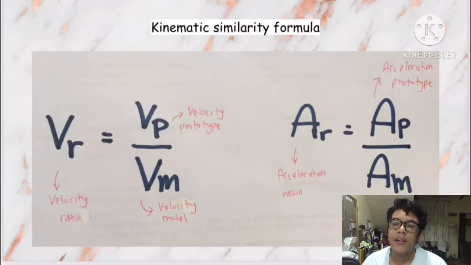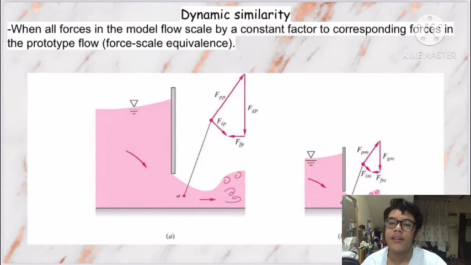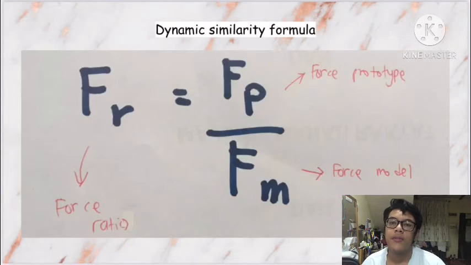The last part in this type is dynamic similarity. Dynamic similarity is when all the forces in the model scale by a constant factor to the corresponding forces in the prototype flow for scale equivalence. And the formula is the same.